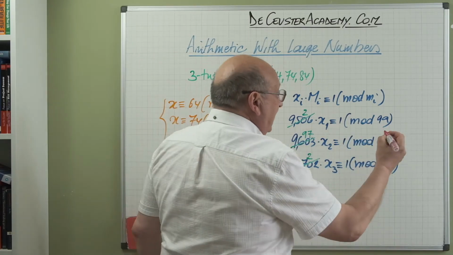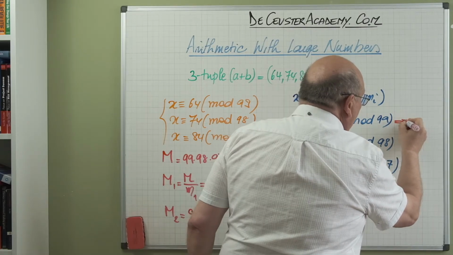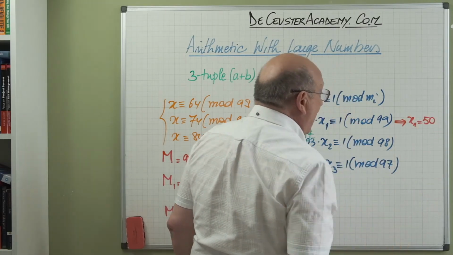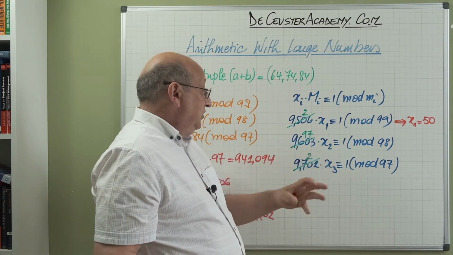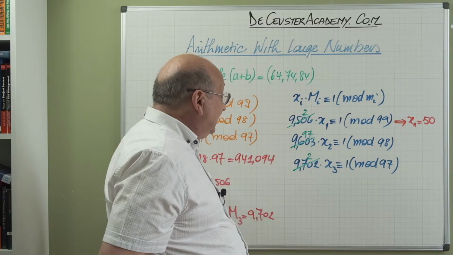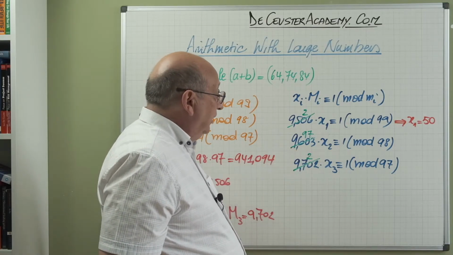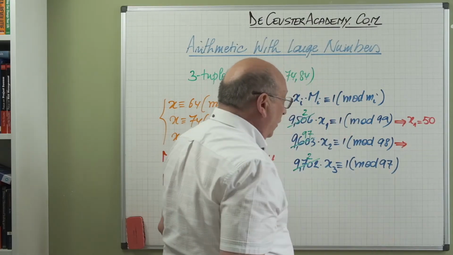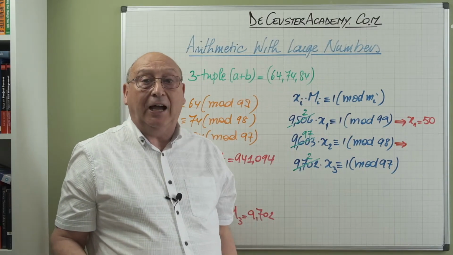So basically we can say that x1 is equal to 50. Now for the other ones, it may be a little bit more complex. There are different ways to find this. When we do the calculation, you can do this calculation on your own. We've done that already a number of times.